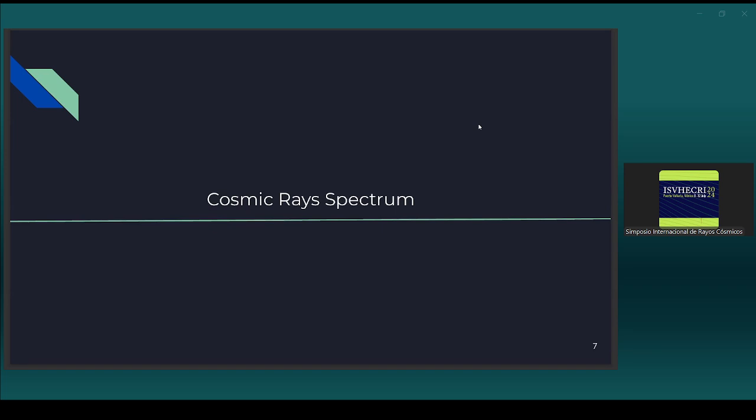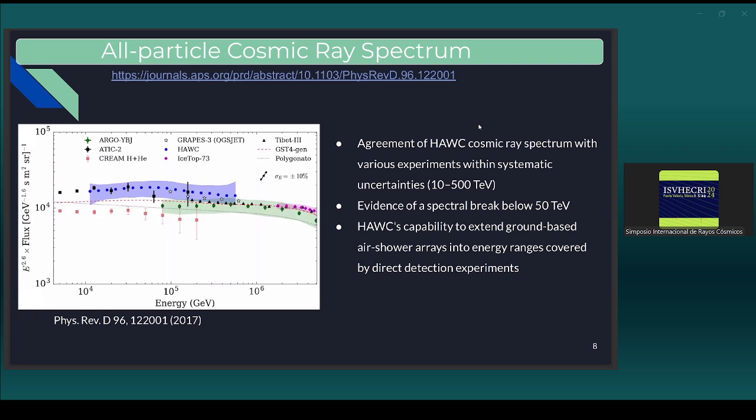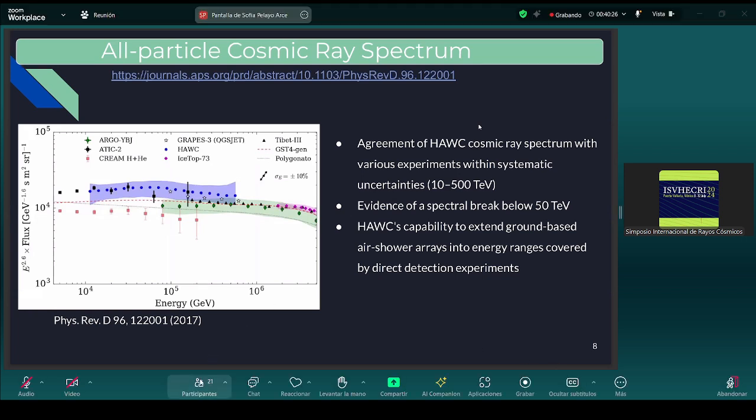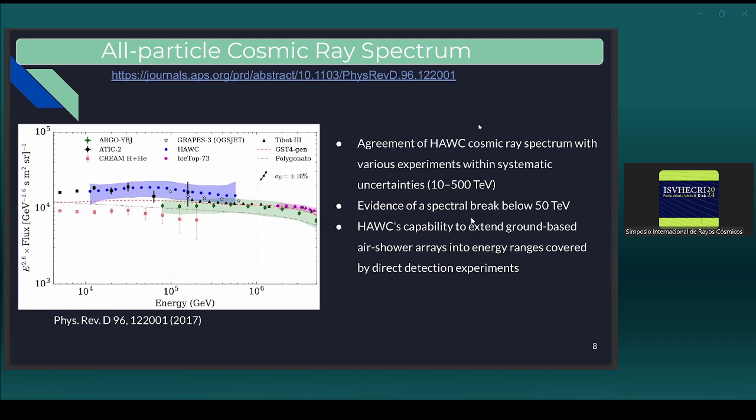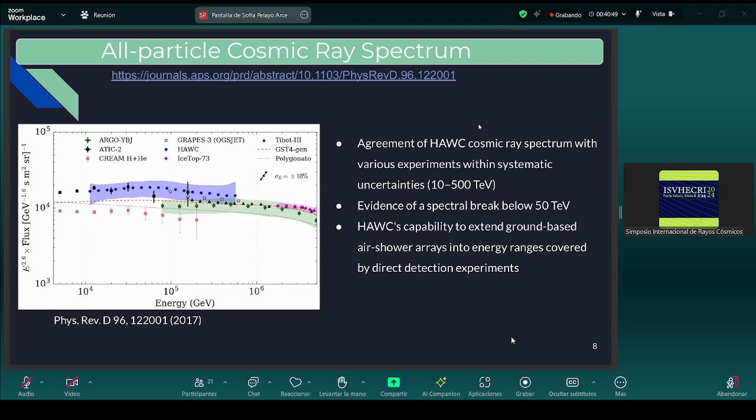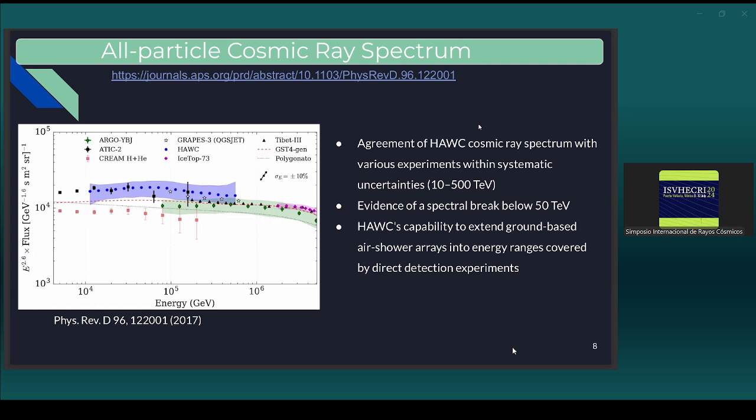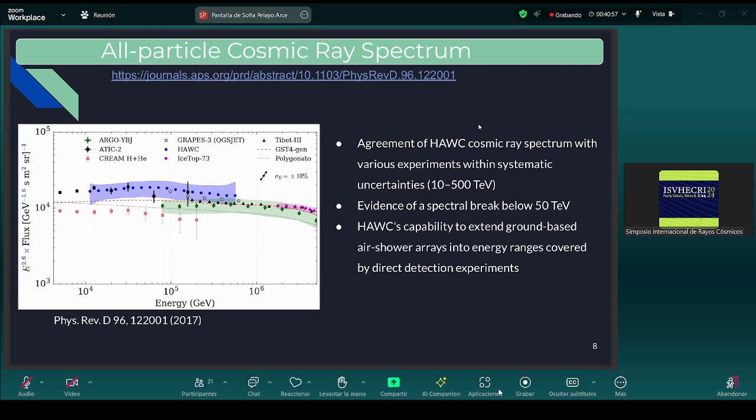The first thing that I'm going to talk about is the cosmic ray spectrum. For the cosmic ray spectrum, we made this analysis of the all-particle cosmic ray spectrum, and this was in 2017. What we have is that we simulated all of the cosmic rays, from light to heavy flavors. The HAWC data points are the ones in blue.